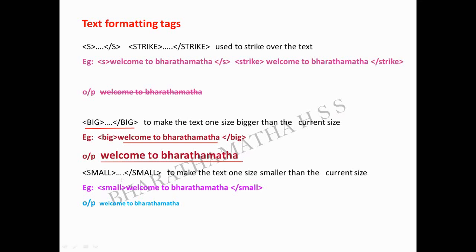In the same way, here you will have one small tag. What will the small tag do? The opposite action of your big tag will take place. If the current size is 4, it will show one size reduced.